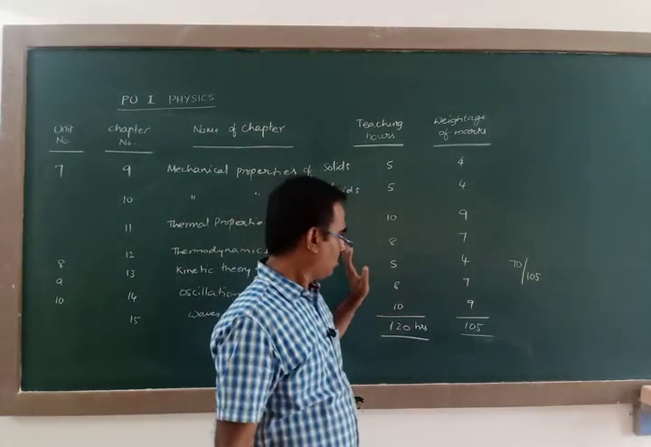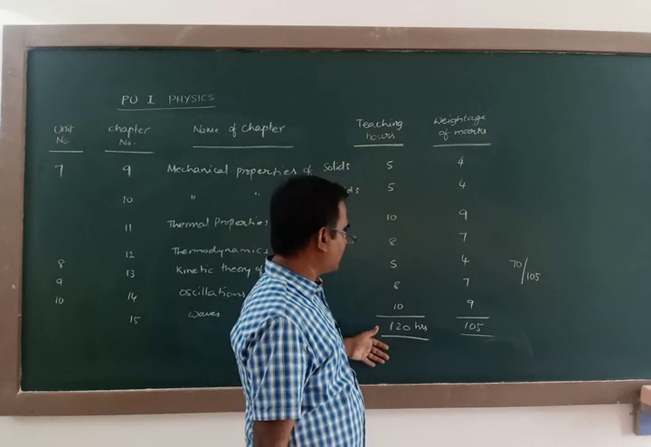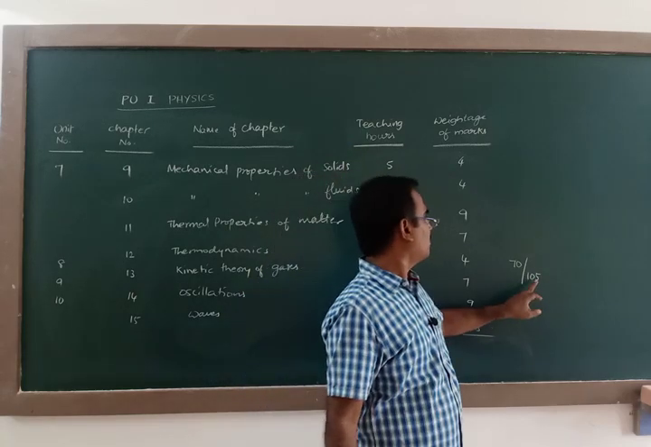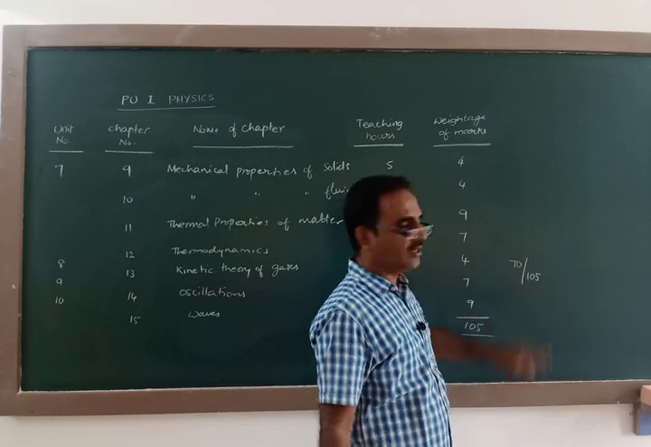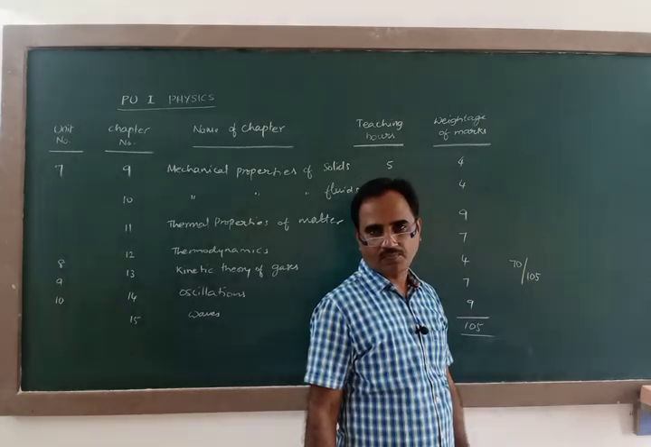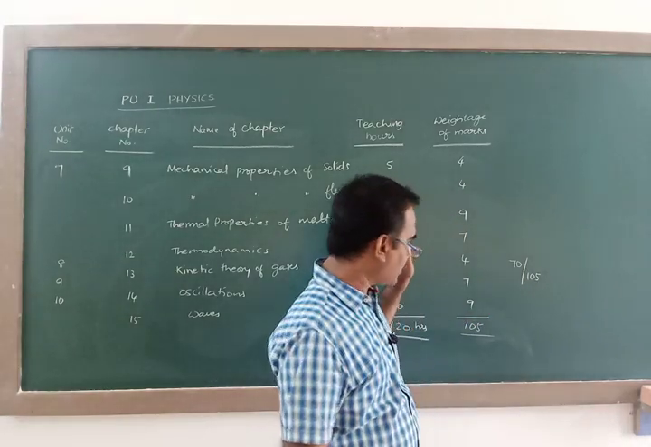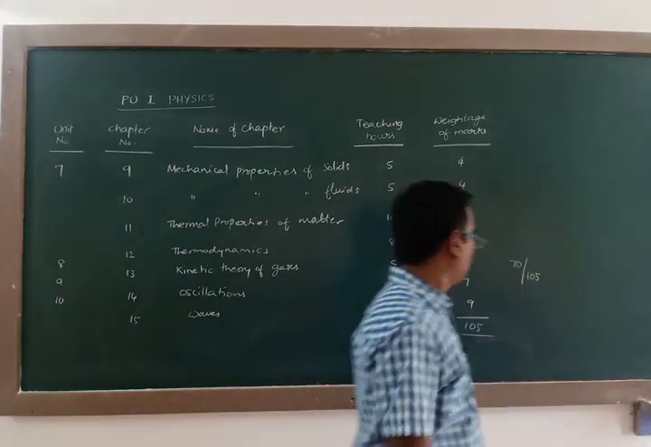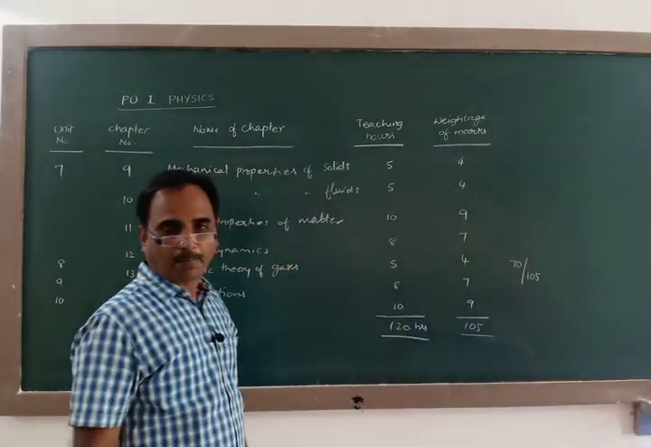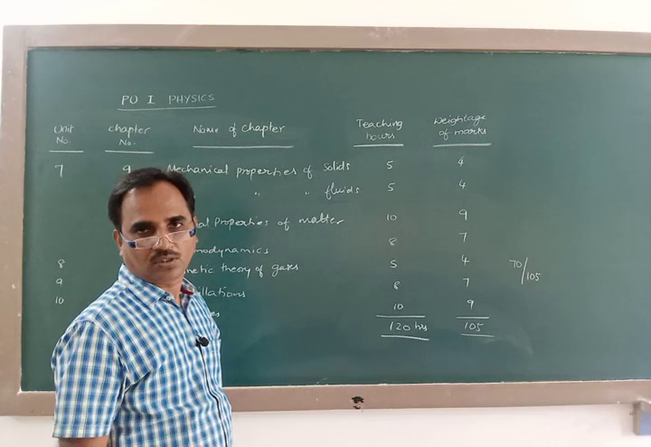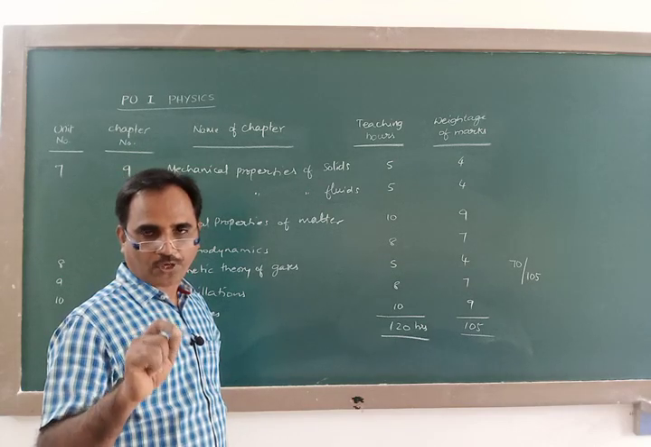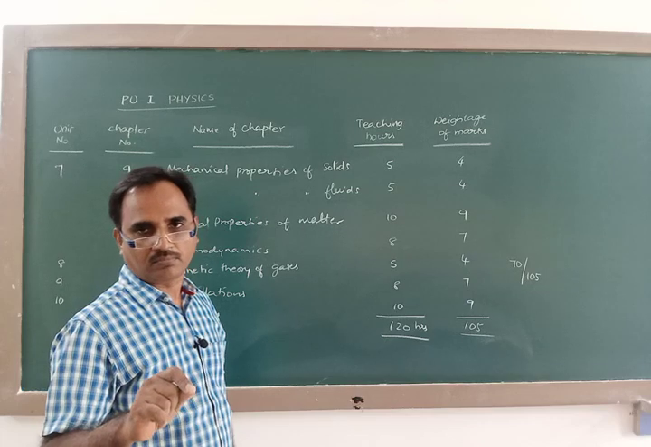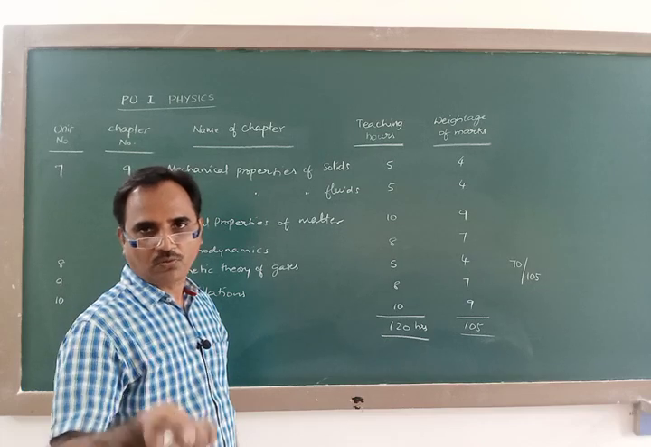So on this total syllabus, questions for 105 marks are framed, out of which you have to answer any 70 marks. Here I will also explain the question paper pattern. In physics, the annual examination question paper pattern will remain the same for PU1 as well as PU2.